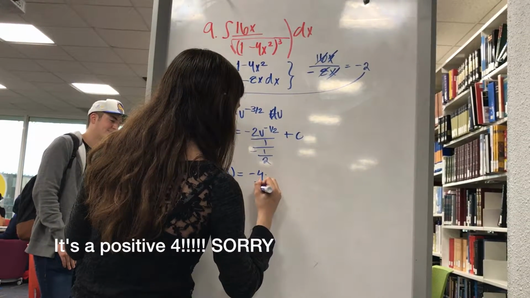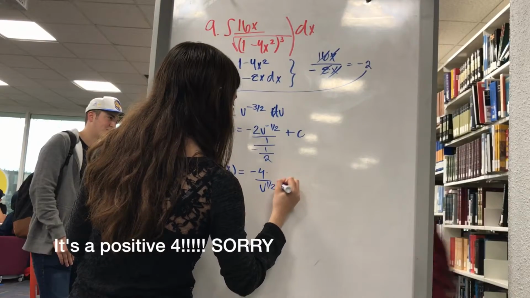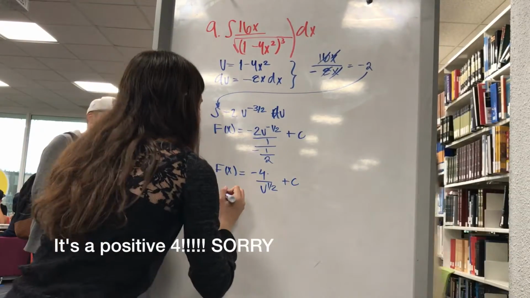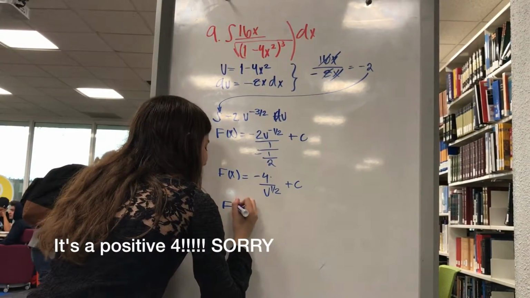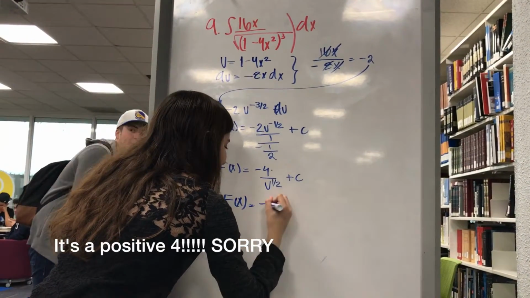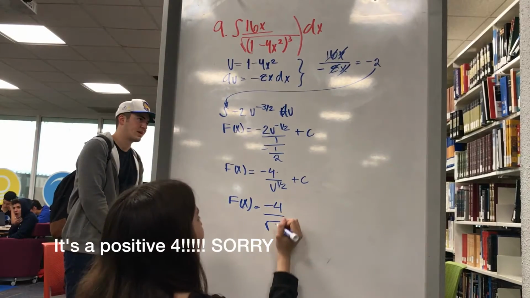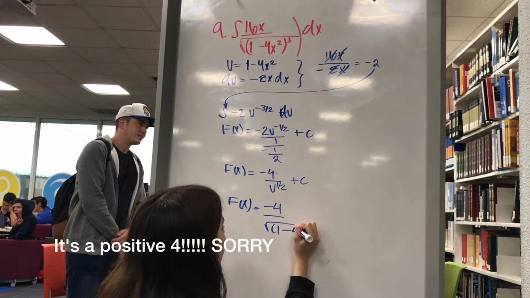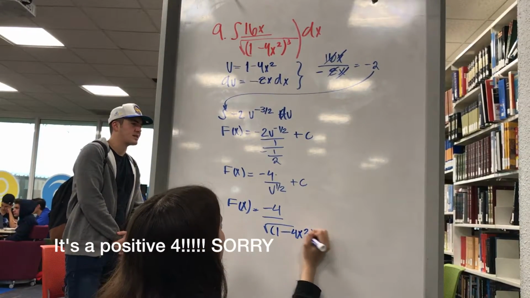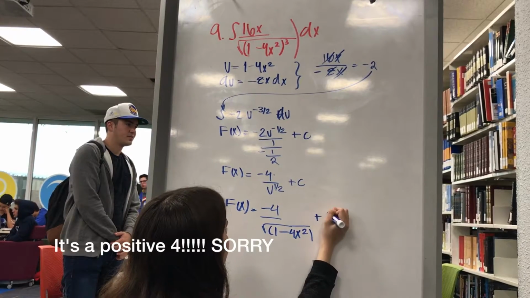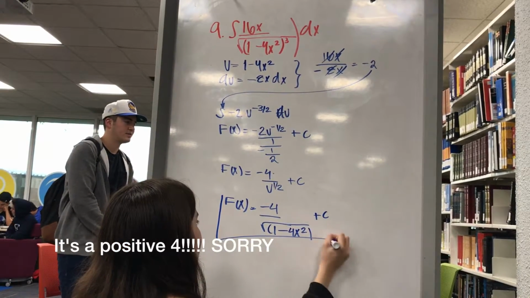Now we cannot leave our answer in terms of u, so we place the u which we had at the beginning, which was 1 minus 4x squared. And that's our final answer. 4 over the square root of 1 minus 4x squared plus c.